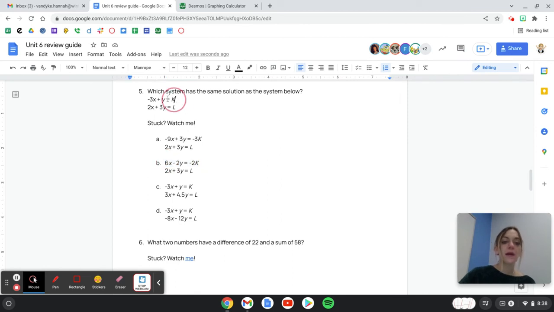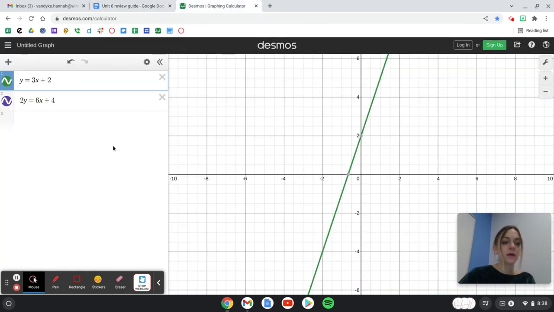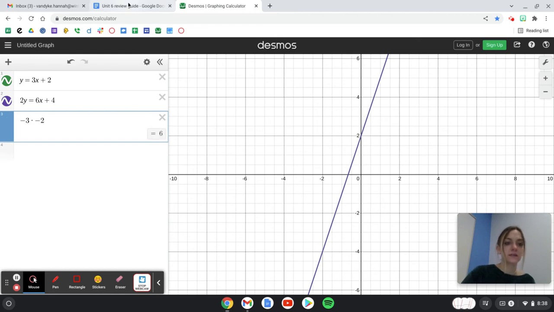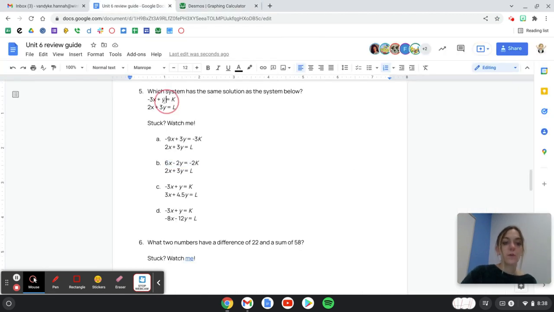So let's come down to this one then and check it out. If I'm going from negative 3x to 6x, that means I multiplied by a negative 2. Negative 3 times negative 2 gives me a positive 6. So going from y to negative 2y, I did multiply by negative 2 to get there, which is perfect. And then going from k down here, I would expect a negative 2k since that's what I'm multiplying everything by, and I have a negative 2k. So that means B is an option.